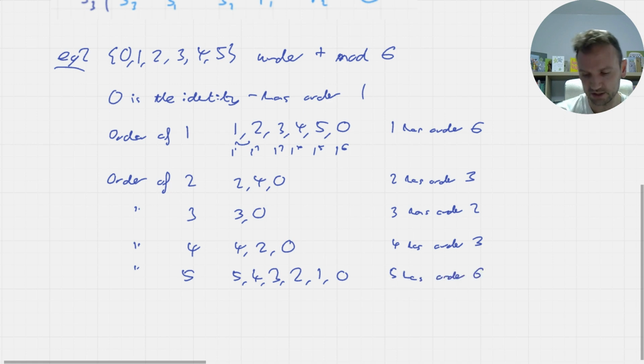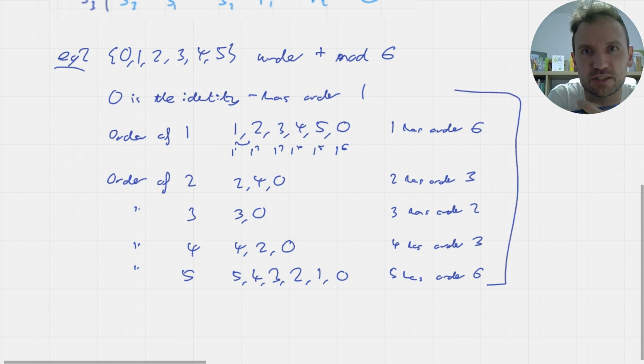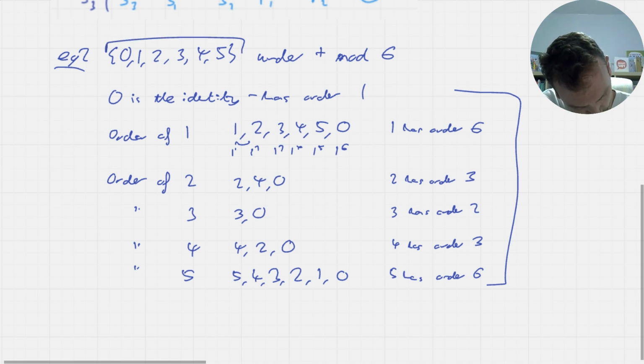Now, there's something special about this group here, and before I mention that, I just want to flag one thing. Hopefully, you might notice here that all the orders of all your elements are factors of 6, and the order of your group, the size of your group, was order 6 because it had 6 elements. That should always be the case.